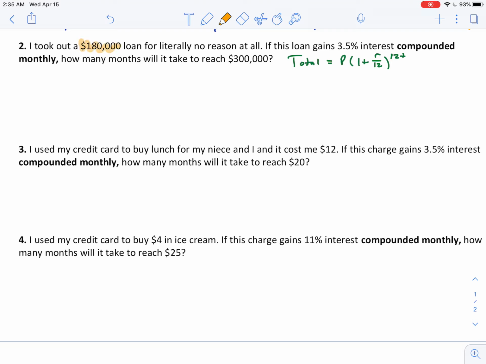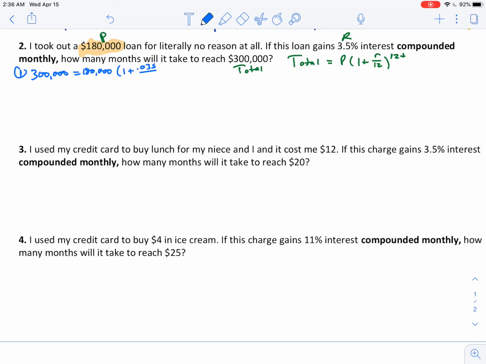So the total amount equals the principal times 1 plus r over 12 to the 12t, because there are 12 months in a year. I took out $180,000, so that's going to have to be my principal. I took out a $180,000 loan for literally no reason at all. This is my interest rate, compounded monthly, and this is the total amount that I want. I want to know, when am I hitting that $300,000 mark? When should I really start considering giving this money back?